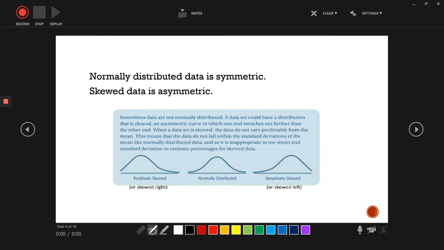If you happen to have skewed data, it's going to look asymmetric. So if you look at these pictures here, we call this one positively skewed. It seems kind of funny because the center is off to the left, but we call it positively skewed, okay? So you have a tail that looks different going in the positive direction, and negatively skewed, you have a tail coming off in the negative direction, all right? So when data is skewed, it doesn't vary predictably from the mean, so you can't predict as well, right? All right.